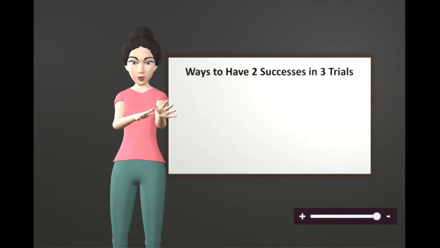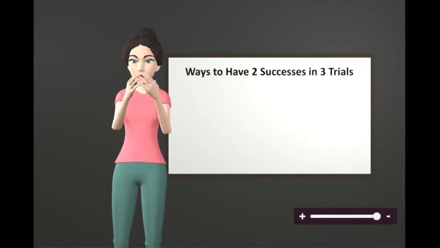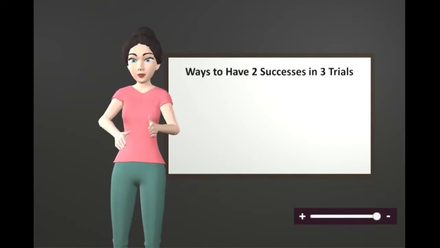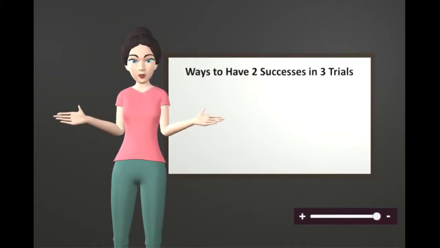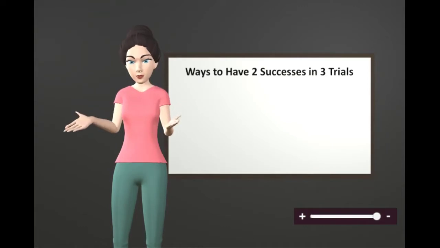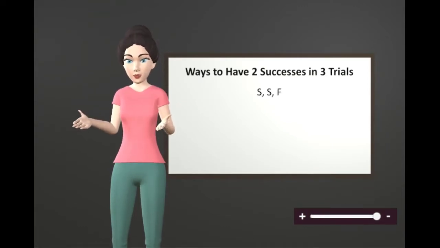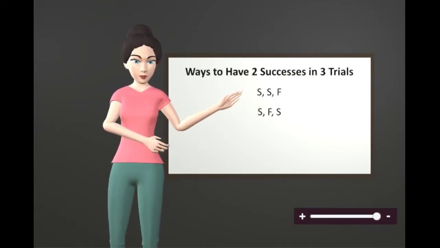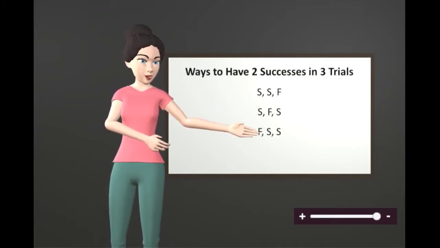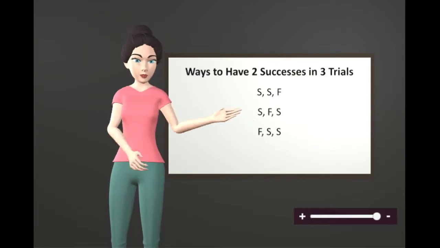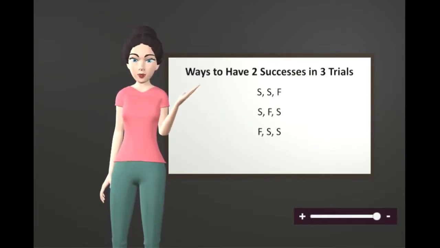Now you know how to compute the joint probability of a sequence of successes and failures. The next step is to figure out how many different sequences, that is, patterns of successes and failures, have that same number of successes out of n trials. For example, there are 3 different ways that we can have 2 successes from 3 trials. Success, success, failure. Success, failure, success. Failure, success, success. As you can see, in each sequence there are 2 successes and 1 failure.